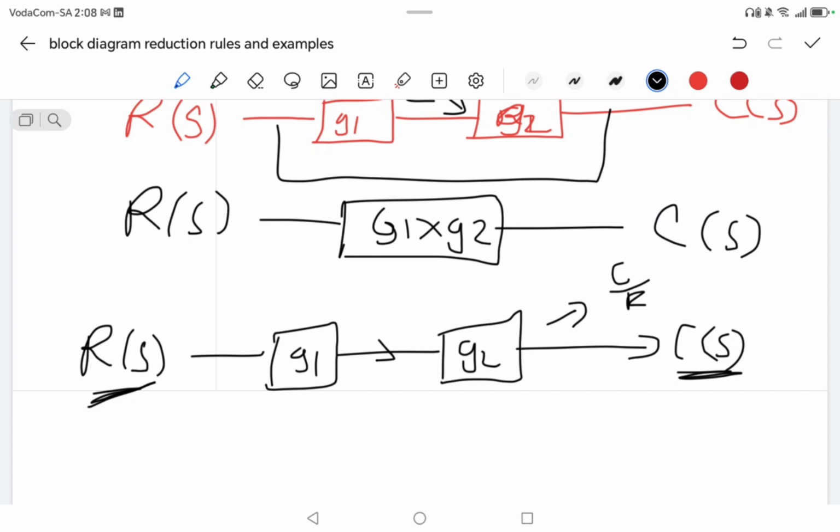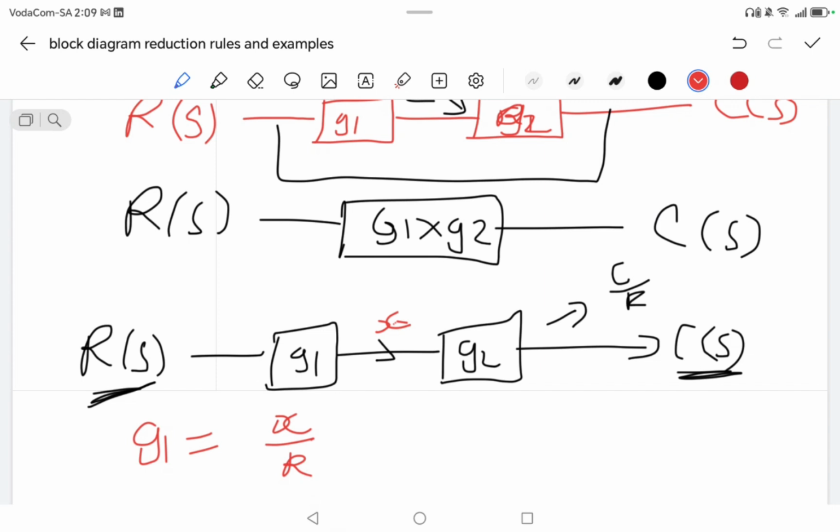Now, let's say we introduce the output of block 1, and let's say this output is X, right? Then what is going to be the output of block 1? Yes, the output of block 1, G1, is equal to X over R. We're together on that.